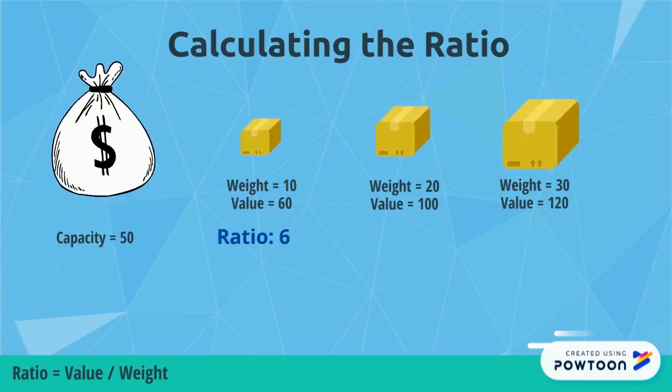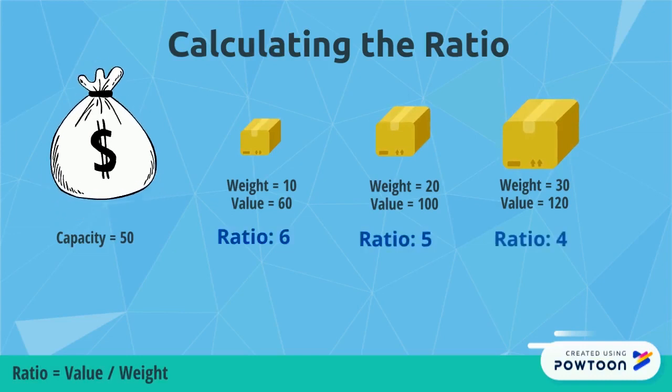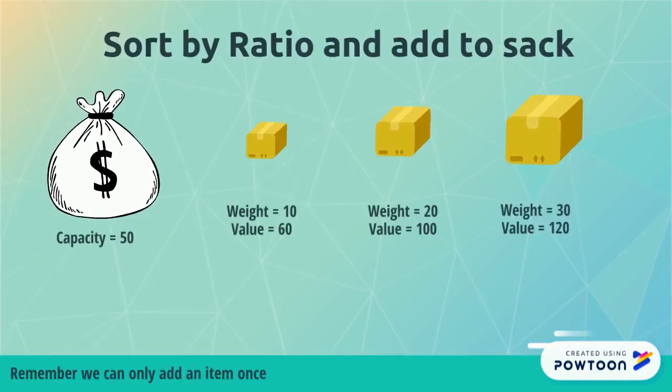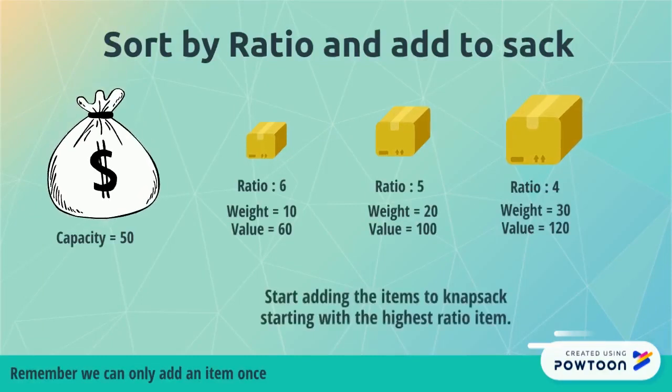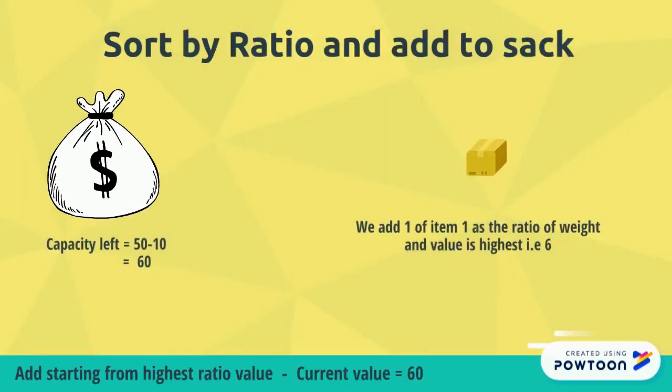The ratio is just the value divided by the weight. For the first item it's 6, for the second it's 5, and for the last one it's 4. So let's sort the items in descending order and add them to the knapsack. We add our first item, we choose item 1 as it has the highest ratio.